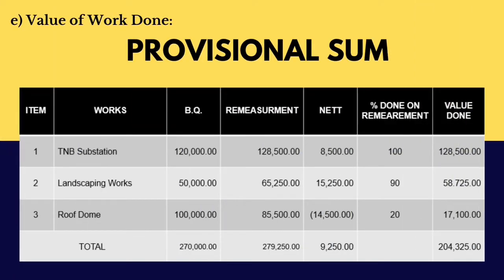Calculation of work done for provisional sum. The calculation is just the same as the previous approved variation work. For example, TNB substation work. The net amount is obtained by the remeasurement amount minus the BQ amount and will be multiplied by the percentage of work done to get the value done for the TNB substation work.